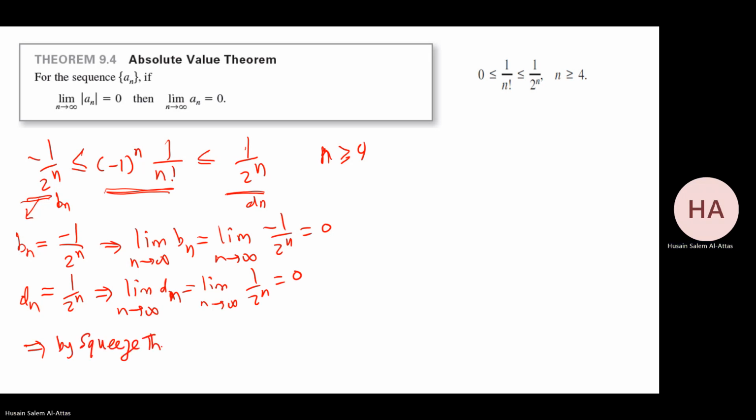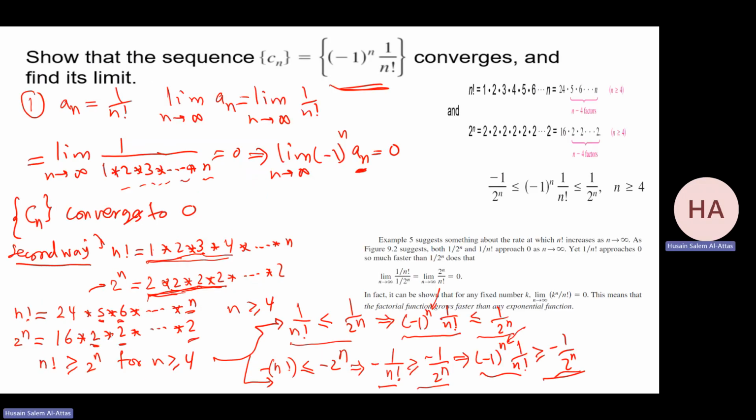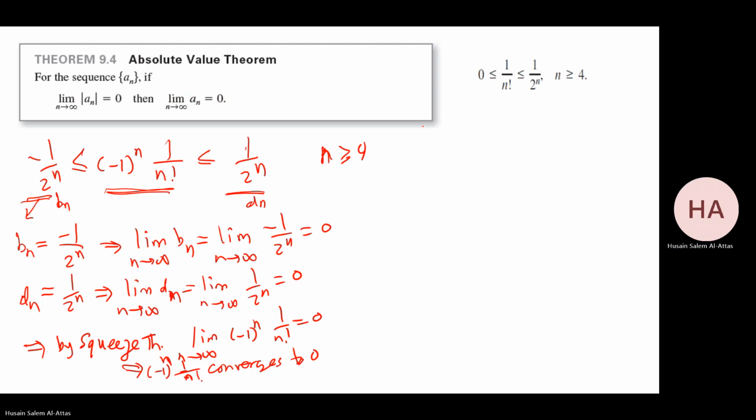the limit of minus 1 to the power n over n factorial as n goes to infinity is equal to 0. So this sequence converges to 0. Okay. Converges to 0. There's a third way to do it. Third way, which is what?